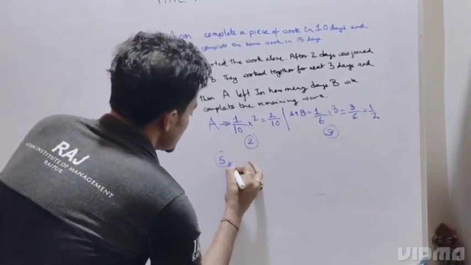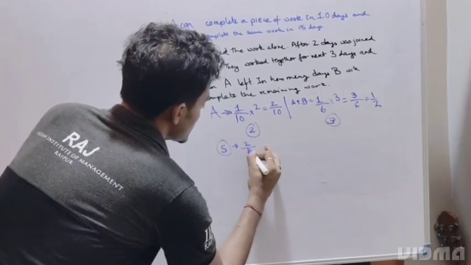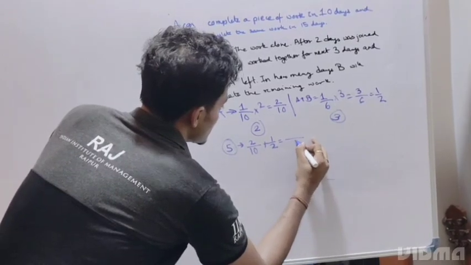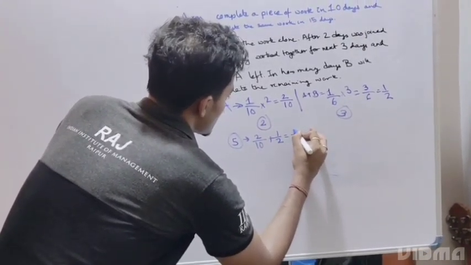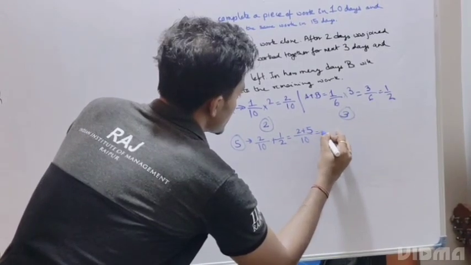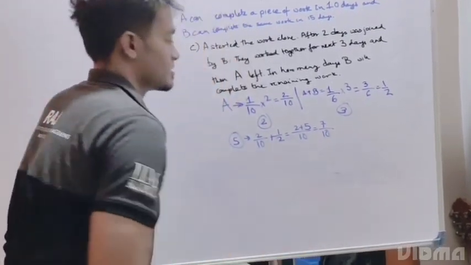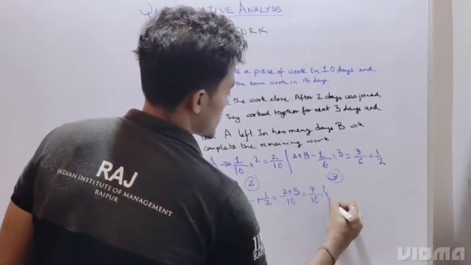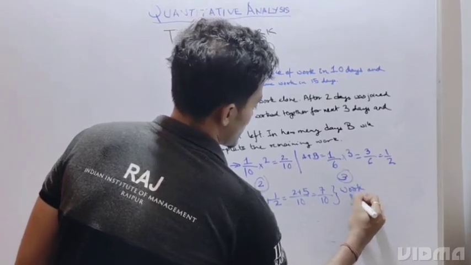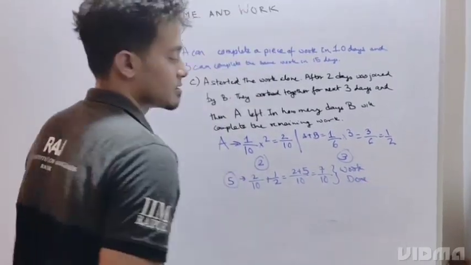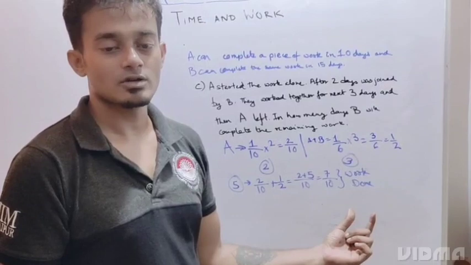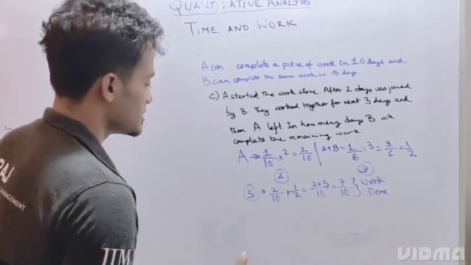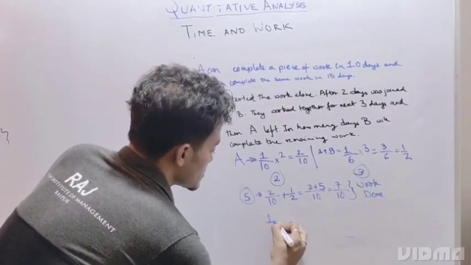So in the first 5 days the work that has been done is 2/10 plus 1/2. That is equal to 2/10 plus 5/10, that is 7/10, right? 7/10 is the work that is already done. So how much work is left for B to do? Simple, we just need to subtract.